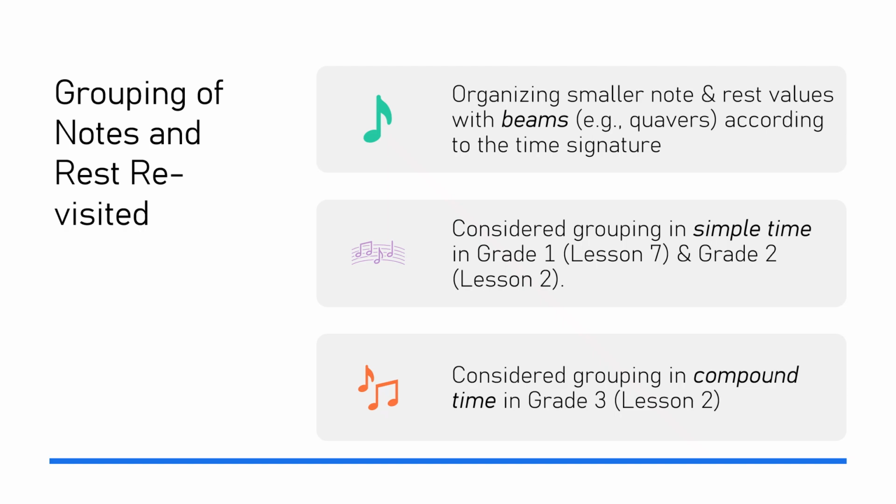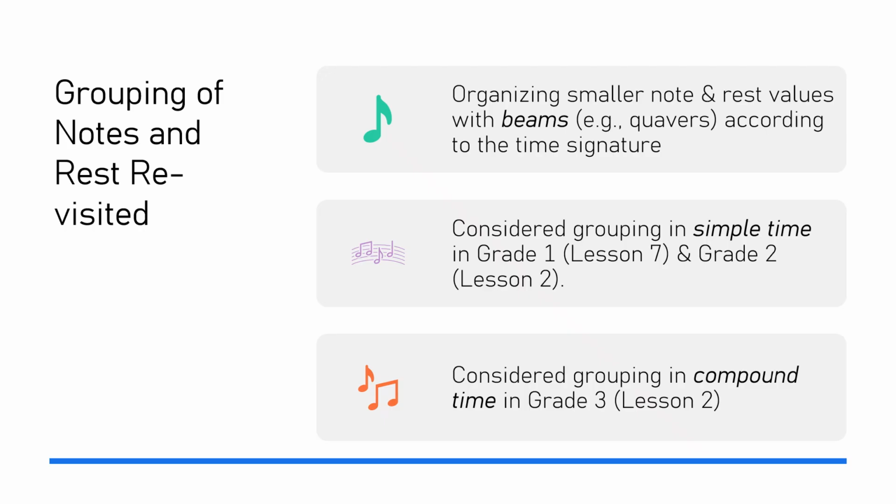So please, it's very important, you just have to know them. If you have forgotten any of them, please go back to grade 3 lesson 2 and revisit that class. It's very important you know those rules, because it will guide you in understanding how to group notes within the compound time signatures we introduced in grade 4.